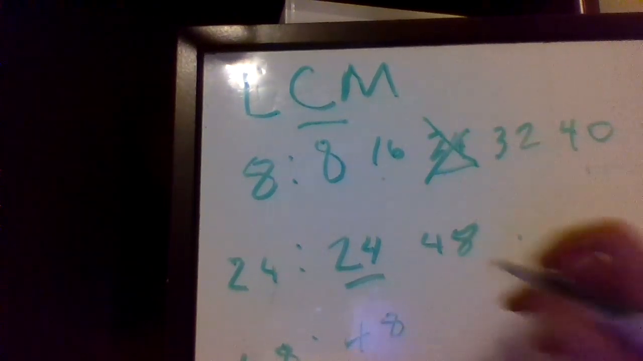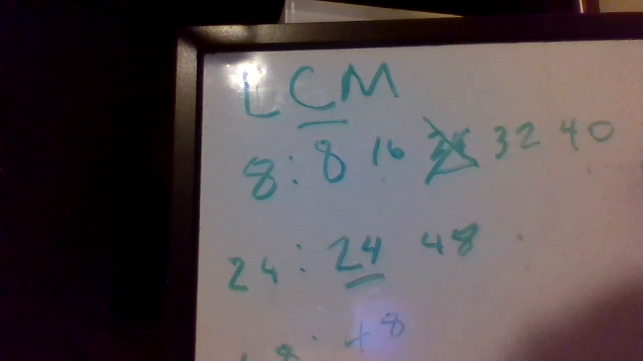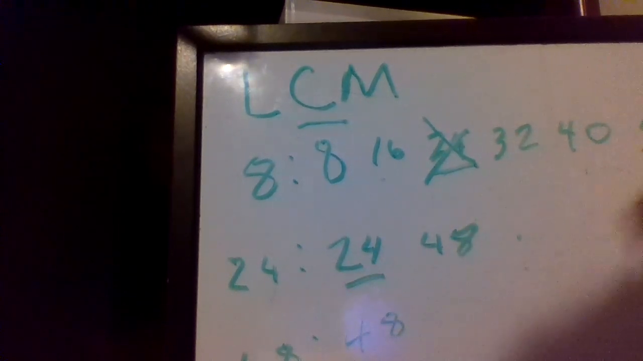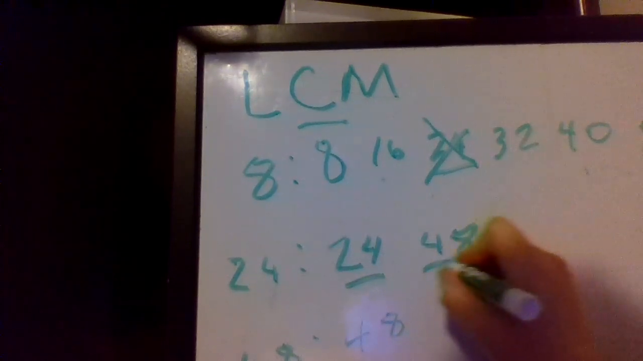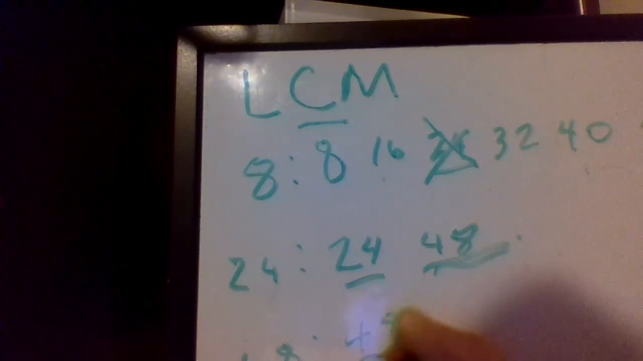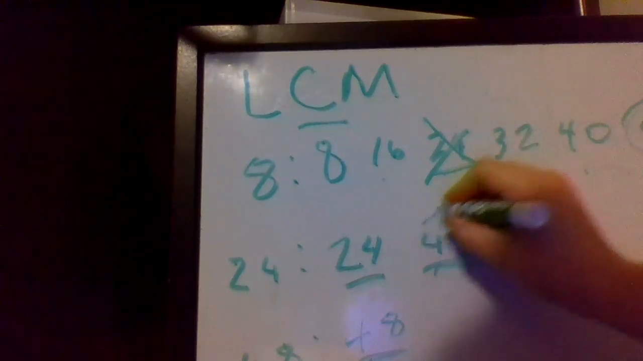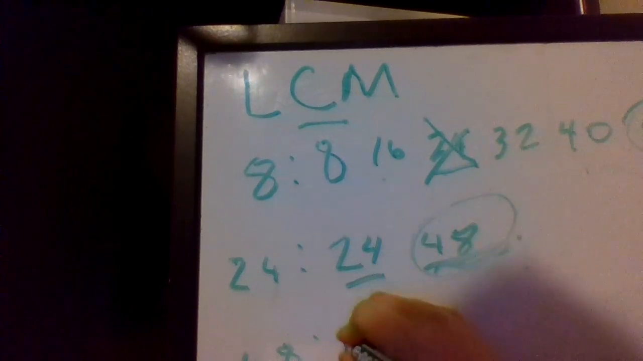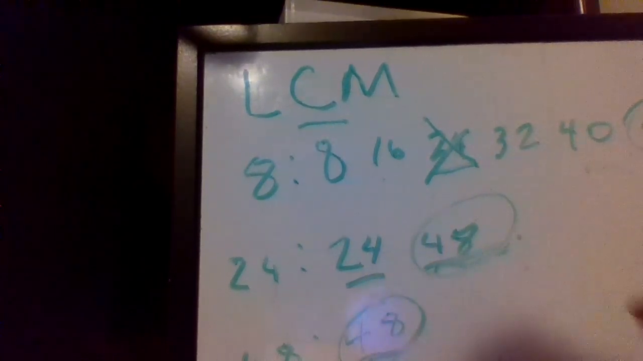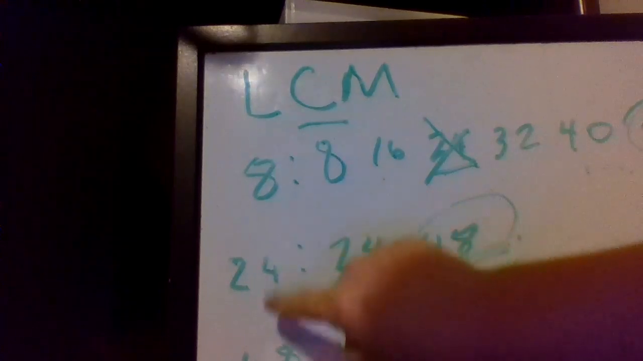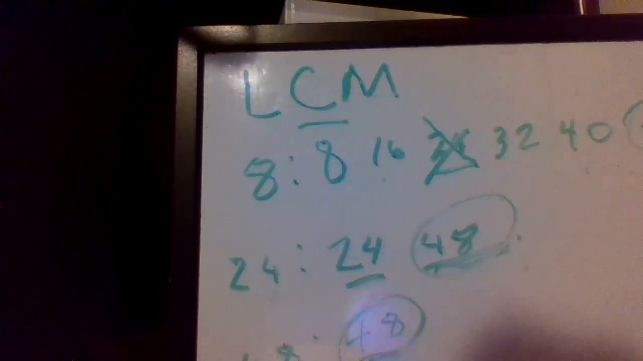Now the next common multiple, as you can see, we've got a 48 here. We've got a 48 here. And we've got a 48 here. So that means our least common multiple of these three numbers is 48. Look at you. You just found the least common multiple of 8, 24, and 48. And despite what I said, it wasn't a very difficult process, was it?